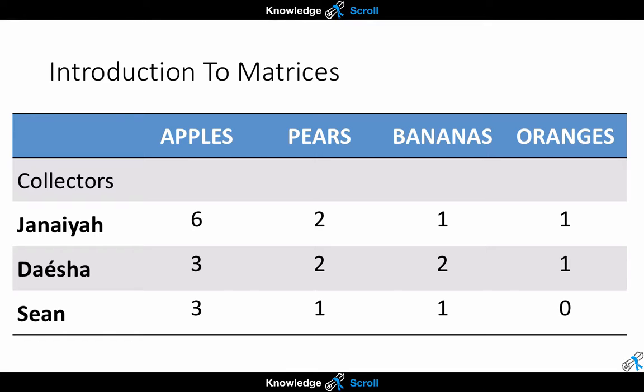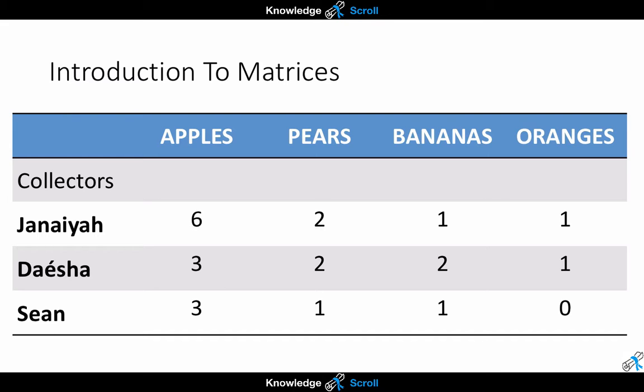Janaya collects 6 apples, 2 pears, 1 banana, and 1 orange. Daisha collects 3 apples, 2 pears, 2 bananas, and 1 orange, while Sean only collects 3 apples, 1 pear, 1 banana, and no oranges. The useful part of this table is not necessarily the names of the collectors nor the names of the fruit, but the numerical information inside of it.